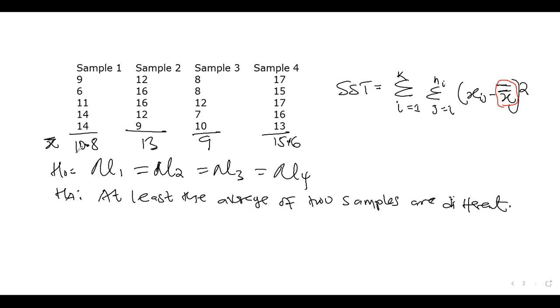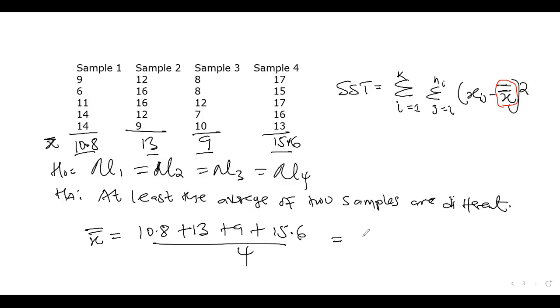So when we find the mean of the individual group means, we should get the grand mean. So the grand mean simply is 10.8 plus 13 plus 9 plus 15.6 divided by 4. So our grand mean is equal to 12.1, okay? Another alternative for finding the grand mean is that you could add each and every item and divide by the total number of items. But I like doing the mean of each sample or each group because we are going to be using them later, all right?